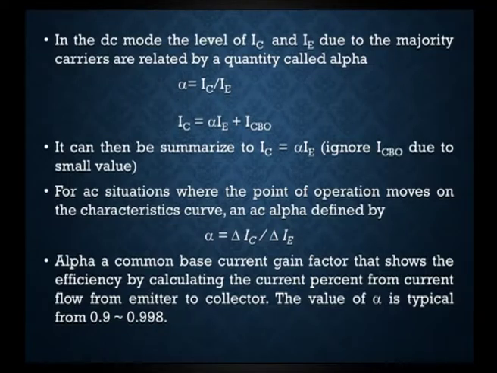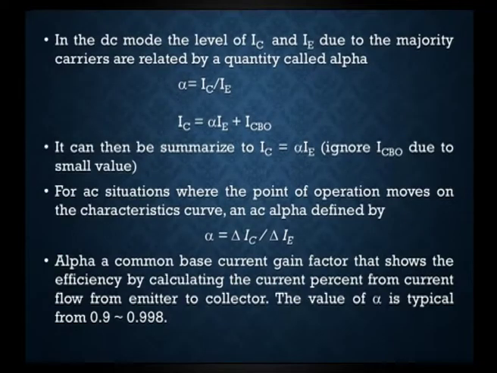Some of the things we need to know about the common base configuration is the current gain factor. In DC mode, the levels of IC and IE due to the majority carriers are related by a quantity called alpha. Alpha is called the current gain here, and it is the ratio of collector current to emitter current, because the collector current is equal to alpha times the emitter current plus ICBO. This ICBO is the collector to base current that flows when the emitter is open. This is very small, so it can be neglected. If we neglect this, alpha is equal to IC divided by IE.